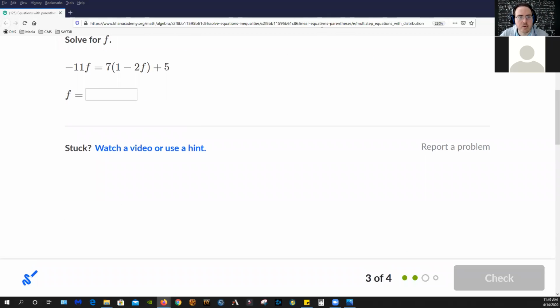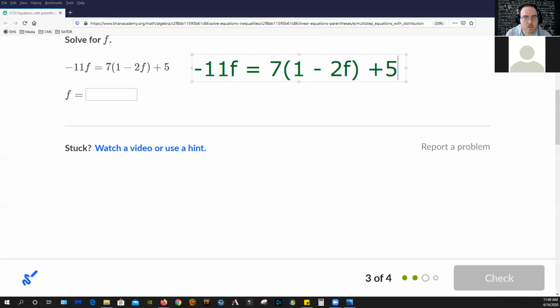So the first thing I would do is I would rewrite my problem on my own paper, which I'm hoping everyone at home is doing. So -11f equals 7 times, that's parentheses 1 minus 2f, and parentheses plus 5. Let's see if I left anything out. -11f equals 7 parentheses 1 minus 2f and parentheses plus 5. Nope, we're good. Okay.